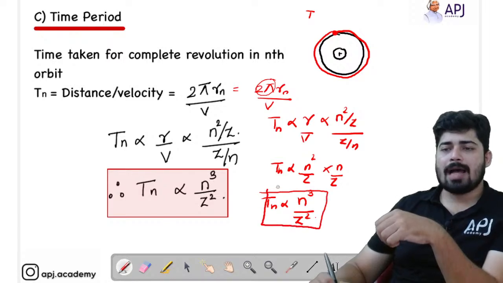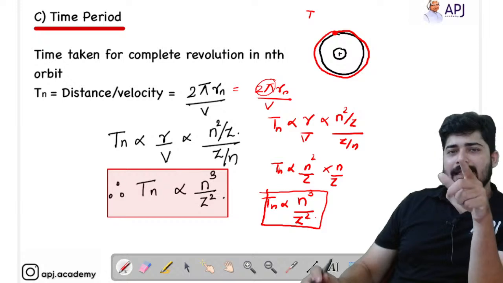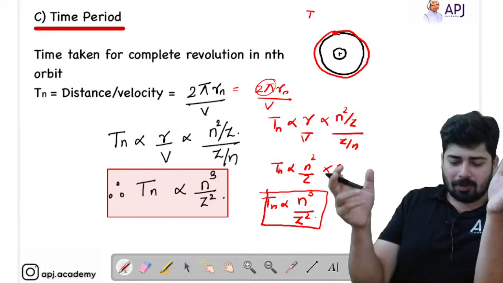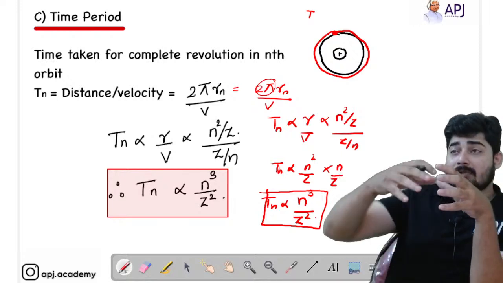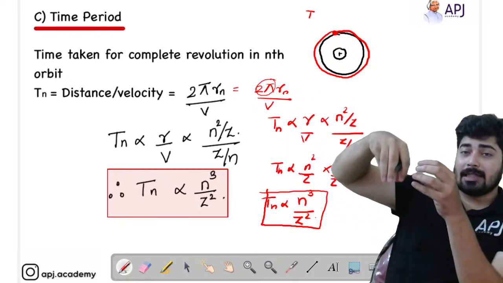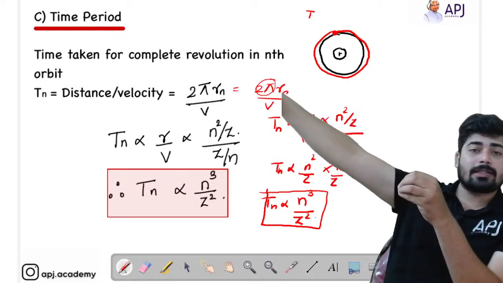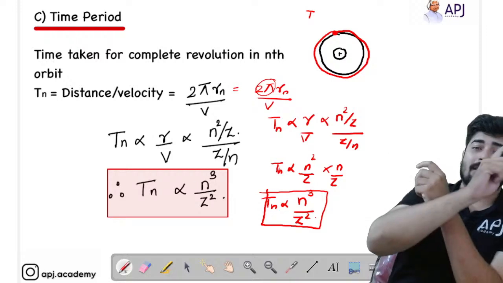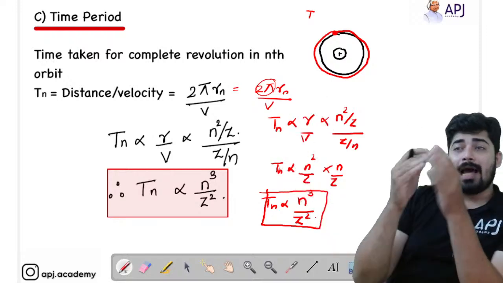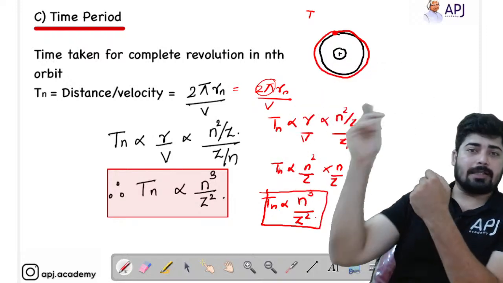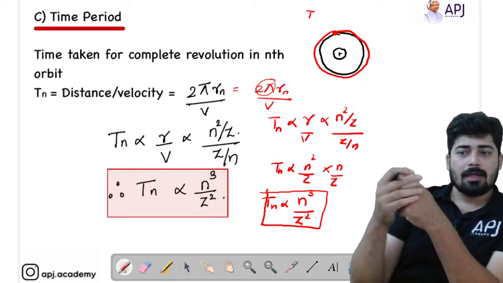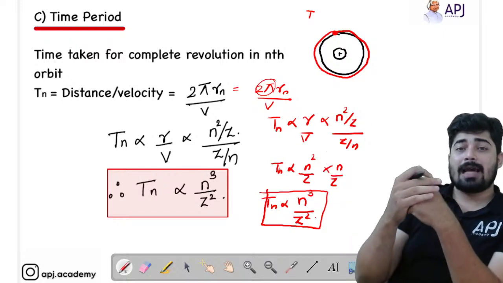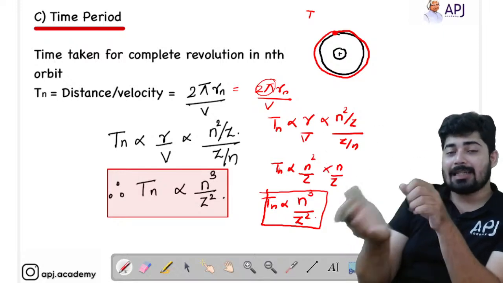As the number of shells increases, consider from the equation, you have to develop the concept also. As the number of shells increases, it means the distance from the nucleus to the shell is increasing, right? R is increasing. That means the circumference is increasing. So time period increases if the circumference increases. And time period decreases if z increases.